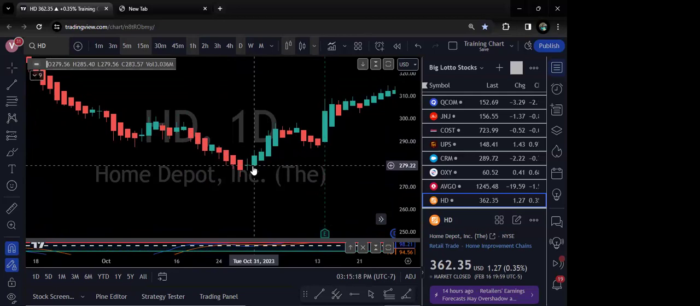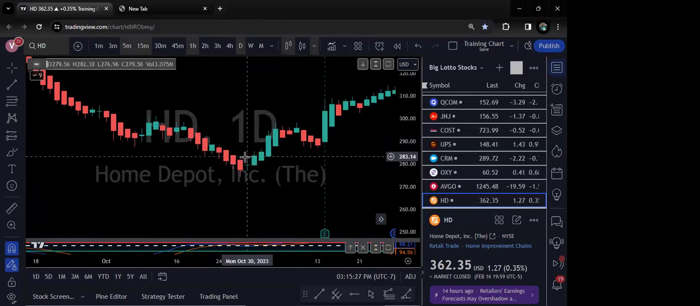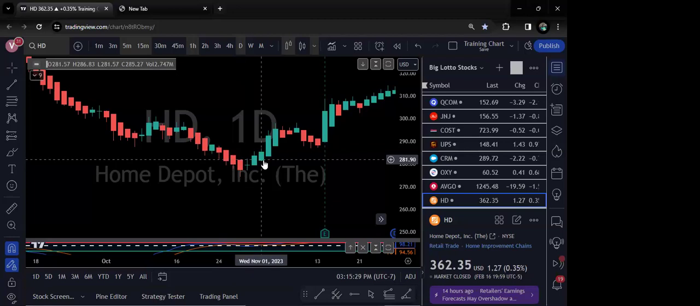A doji, where the open and the close are the same. If it's above this line, you're trading calls, below it, you're trading puts. And we have a viable change of character. Went up.